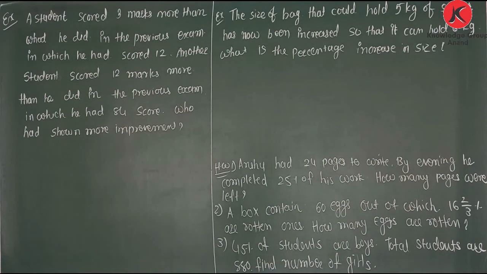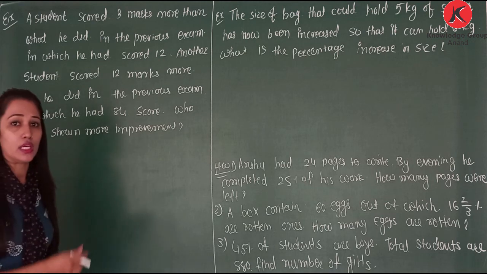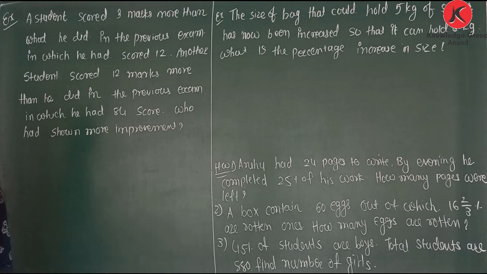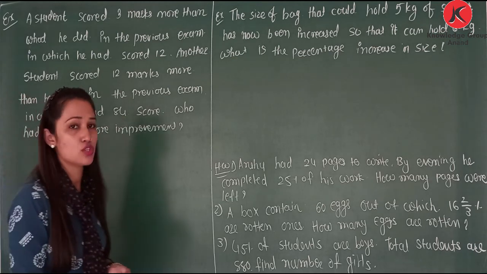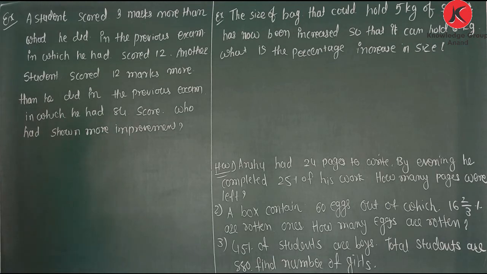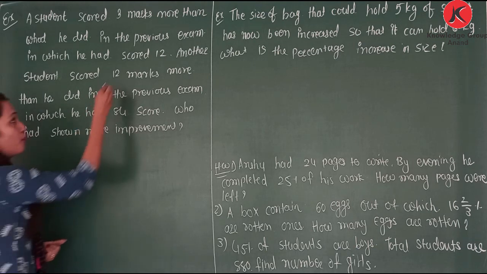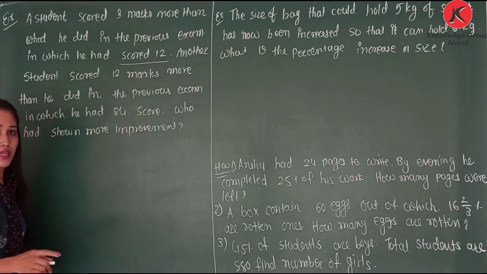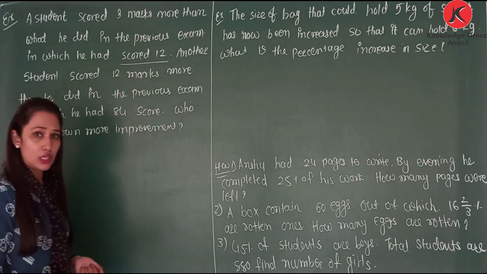Now let's take some example for increase and decrease. A student scored 3 marks more than what he did in the previous exam. Means whatever marks is there in the previous exam, in this exam he scored 3 more. For example, in previous exam he scored 15 marks, in this exam he scored 18 marks. So it is 3 more marks, means increased by 3, in which he had scored 12 marks. So previously he scored 12 marks, that is the original marks, in that increase of 3.